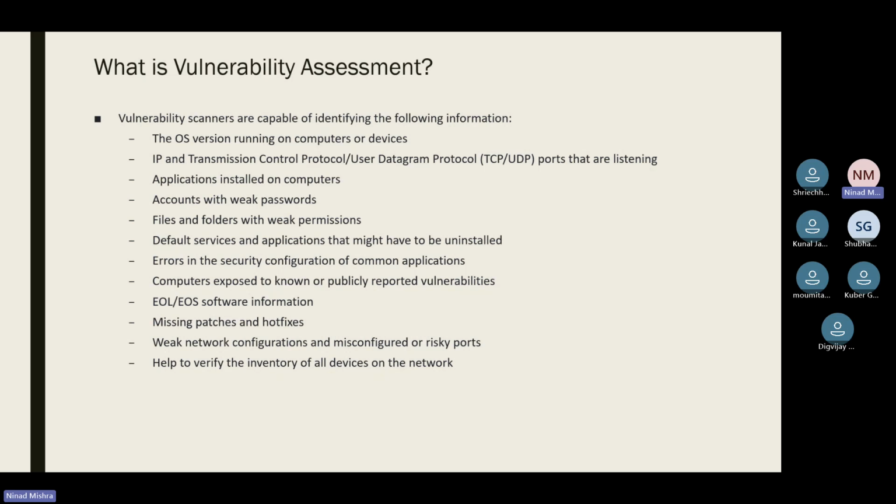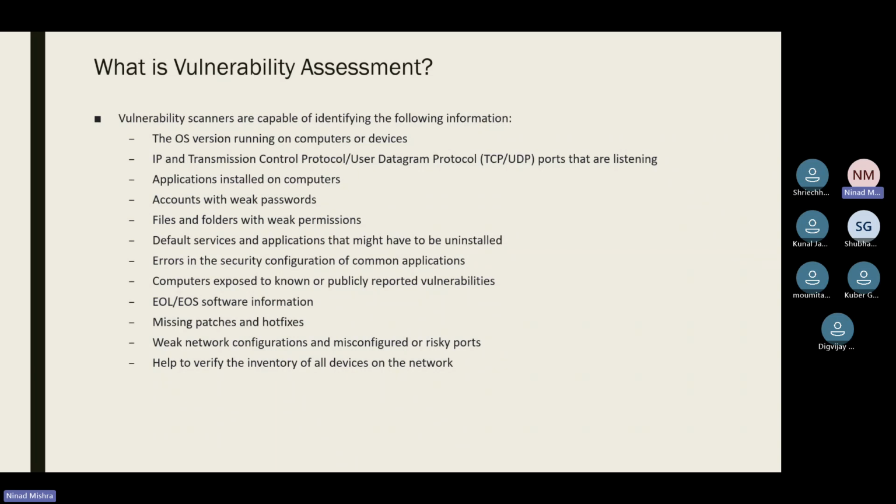Same with files and folders. If they're using weak permissions, which are accessible to anyone, if proper permissions are not applied, at least to system files and folders, it will identify it and inform about it. Then default services and applications that might have to be uninstalled. There are some default services running on your system, or any applications, that should ideally be removed or should not be running, which may provide a backdoor for an attacker. So those also it will identify, and it will ask to uninstall them.